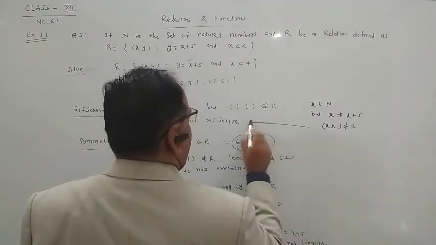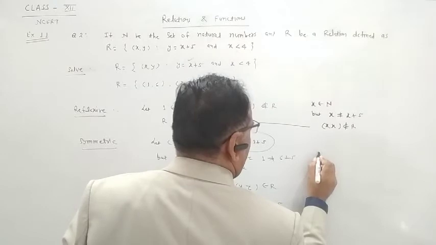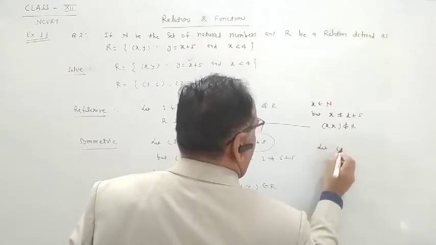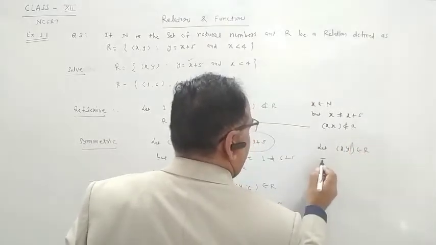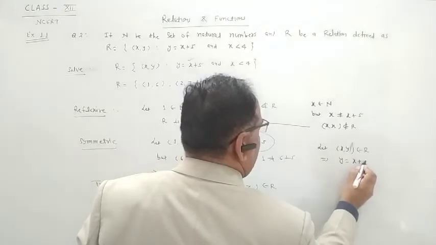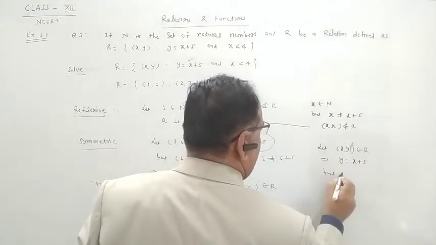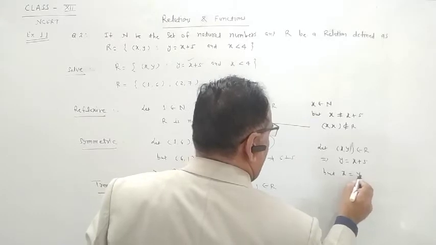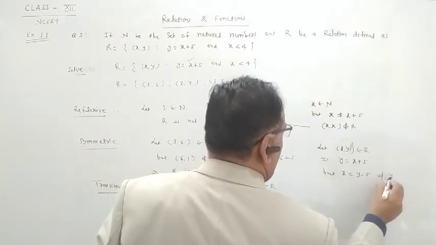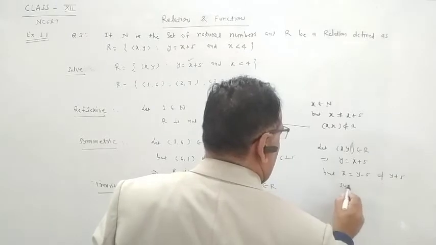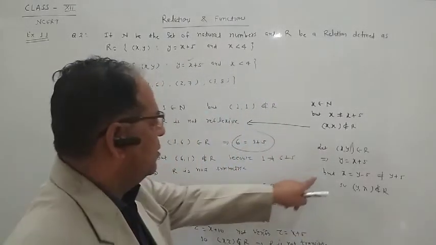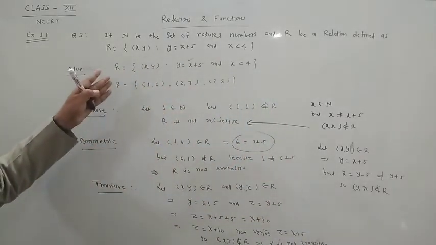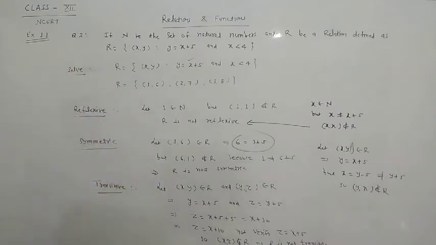But x can never be equal to x plus 5, so (x, x) does not belong to R, so R is not reflexive. Similarly, let (x, y) belong to R. This implies that y equal to x plus 5, but x equal to y minus 5, not y plus 5. So (y, x) does not belong to R. So this is a theoretical way of solving this question, but we also took the numerical part. This is a question based on relation and function.